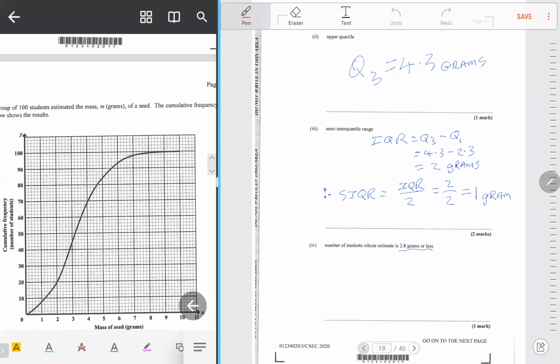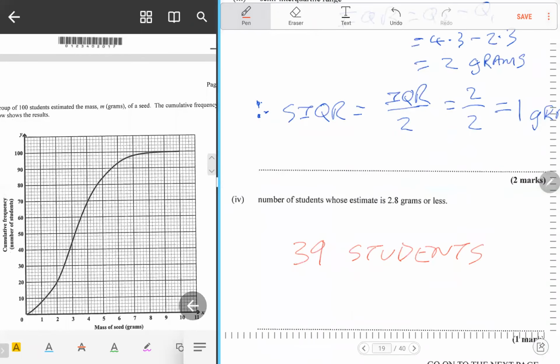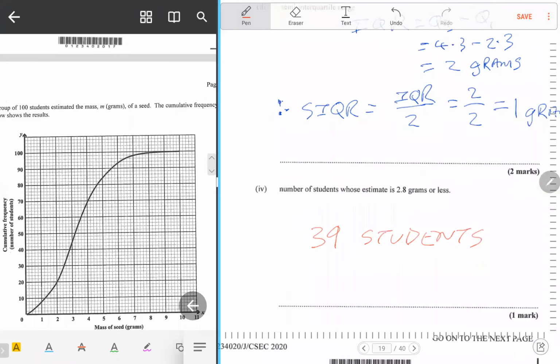Right here. So that's 39. All right. So that number of students less than 39 students. 39 students had less than or equal to 2.8 grams. That's what they measure, right?